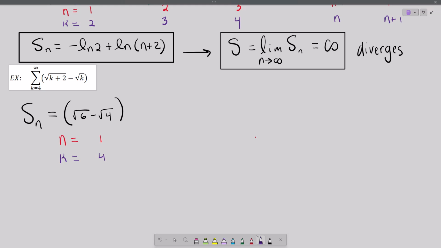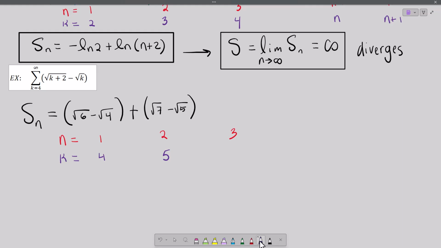So now we want to get to the next term. We're going to plug in k equals 5 to get the second term. So the second term, up here, we plug in a 5. So we get square root of 7 minus the square root of 5. If we add those two terms together, that is S sub 2. S sub 2 means add the first two terms together. That's not what we want, though. We want to go out to n terms.